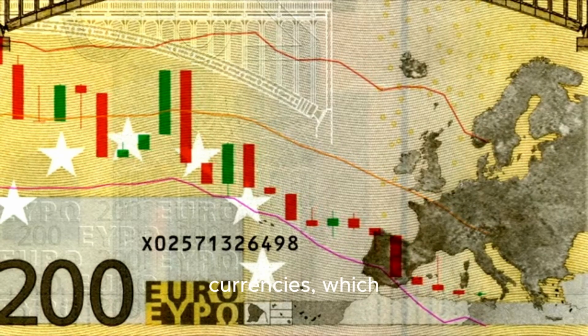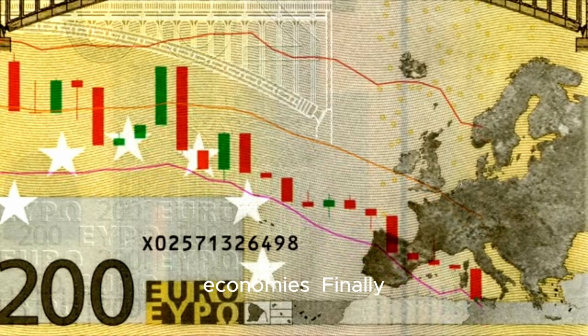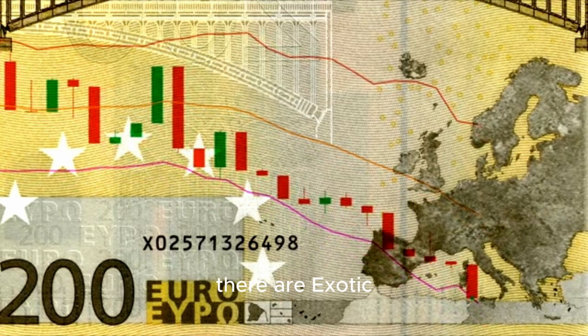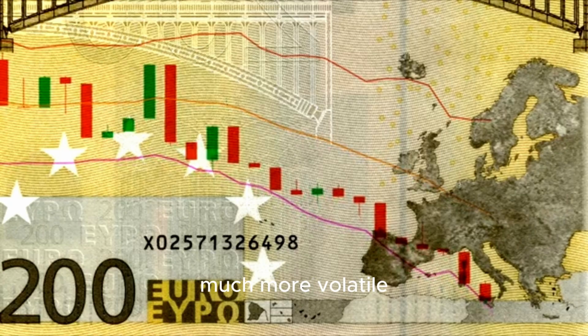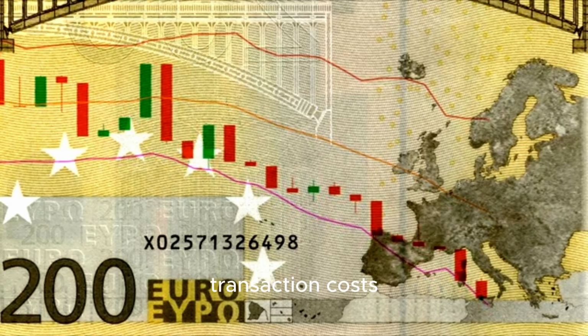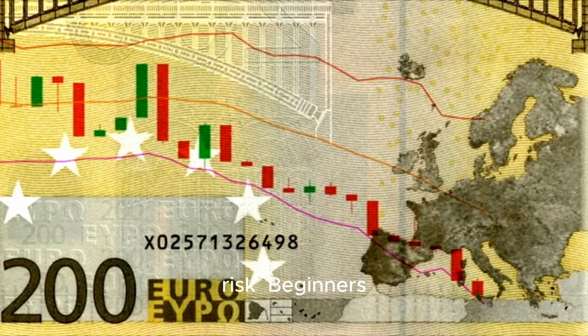Then you have minor currencies, which are less traded and come from smaller economies. Finally, there are exotic currencies. These are from developing countries, they're much more volatile, have higher transaction costs, and carry a higher risk. Beginners should definitely stick to the majors.